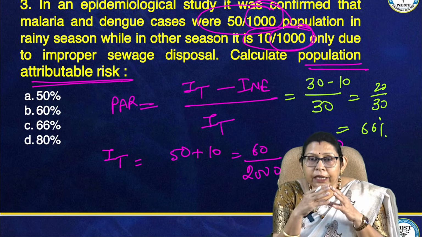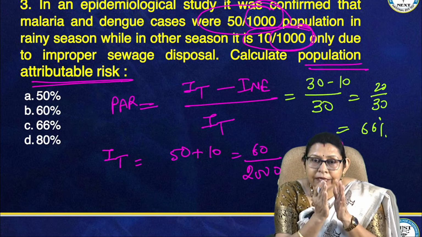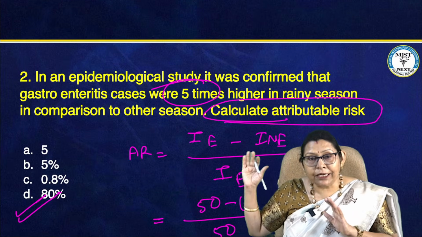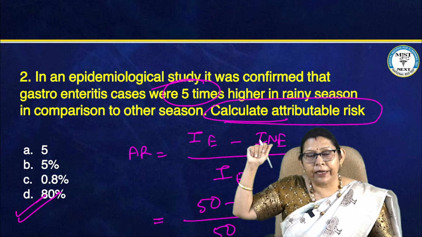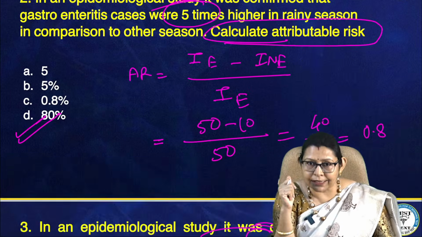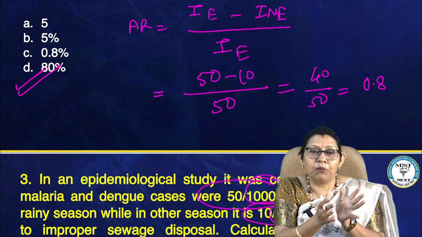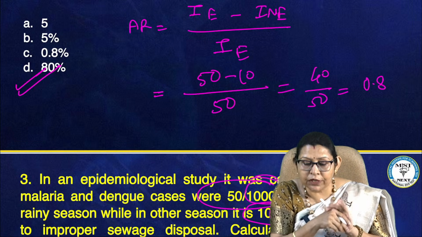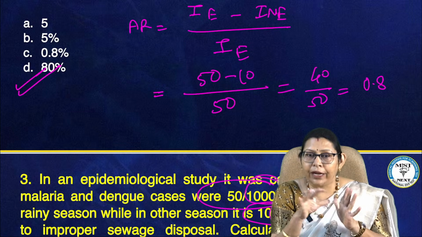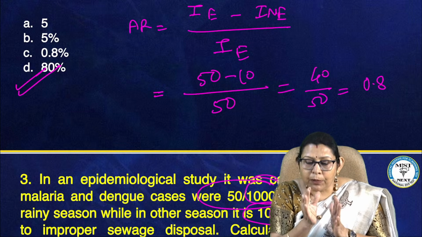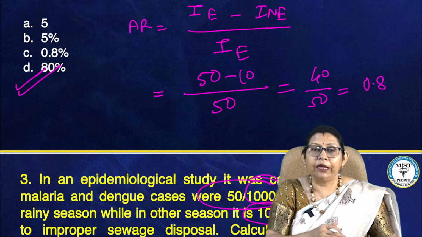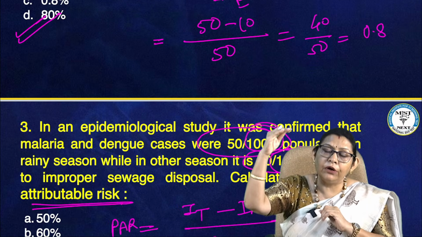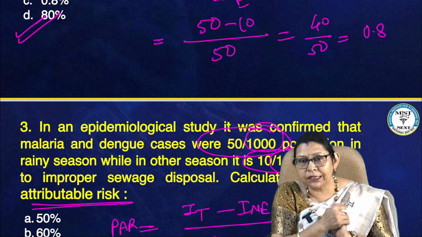So 80% of the cases of gastroenteritis, which was our first question, are related to the rainy season. Okay, so this means how much is the contribution of the risk factor in the causation of that particular disease. That is the attributable risk. Now, the population attributable risk tells us that if we remove the risk factor, how much possibility there is of reduction of the disease in the community.